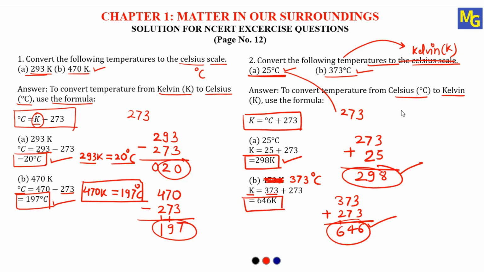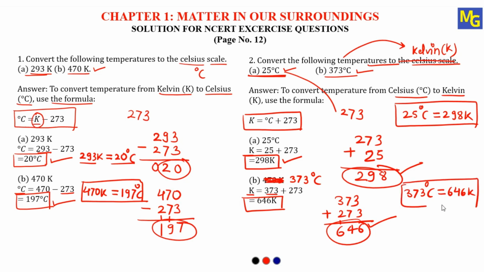Remember, 25 degrees Celsius and 298 Kelvin are both the same, one in degrees Celsius and the other in Kelvin. In the same way, in the second one, 373 degrees Celsius and 646 Kelvin are both the same, one in Kelvin and one in degrees Celsius. So this is the answer for question number 2. Now we'll move on to the next question.